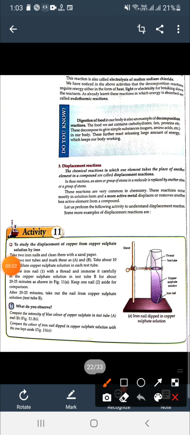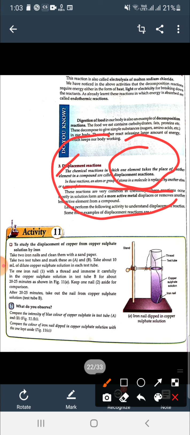Good morning, students. Our chemistry topic today is displacement reactions. You can read the definition: the chemical reaction in which one element takes the place of another element in a compound is called a displacement reaction. So what do we mean by displacement reactions?